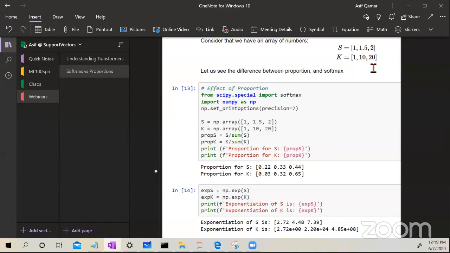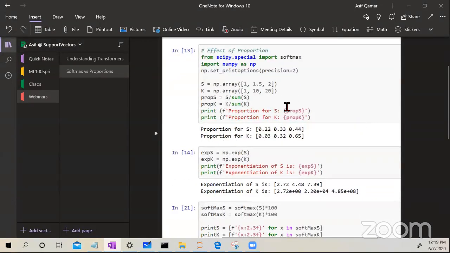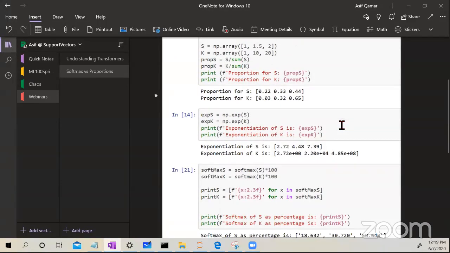It has the properties of probability, because all those proportions add up to 1. People often ask why we do this softmax business. What is the value of doing that? To illustrate this, I took this example. If you look at the proportions, I took S to imply soft, like it's somewhat blurry whether it's a cat, a mouse, or a dog. The proportions are 22, 33, 44 percent. And the proportions for K are, well, it doesn't seem to be much like a cat. It seems to be about 32% a dog and 65% a mouse.